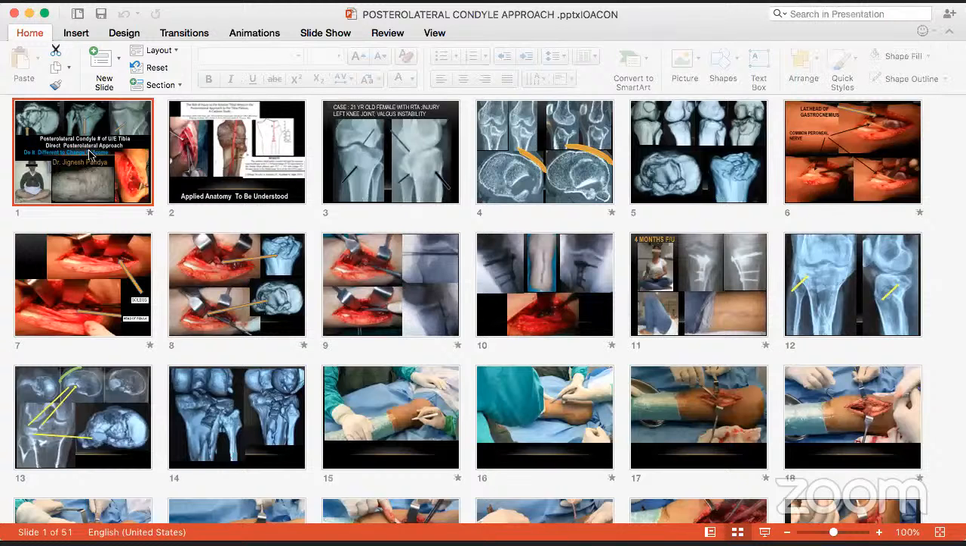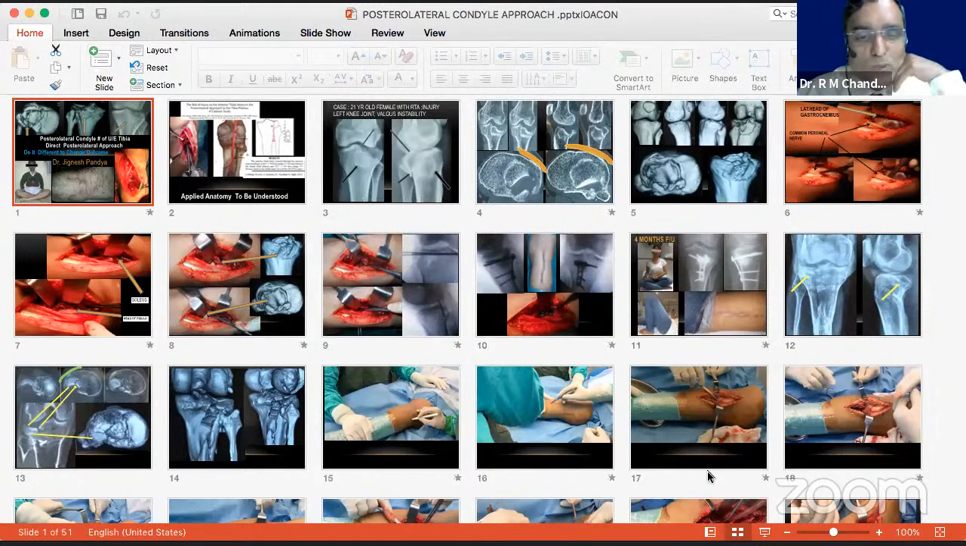Can you see it? Yeah, we can see it. Just go on the presentation mode.